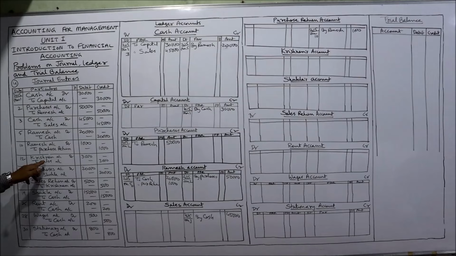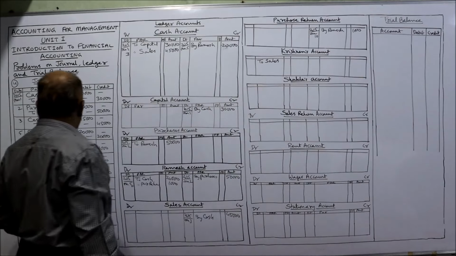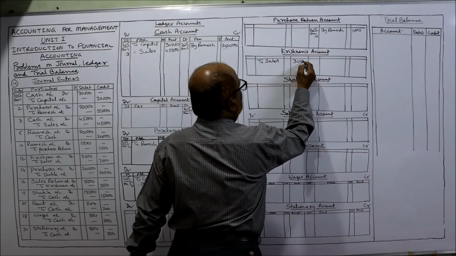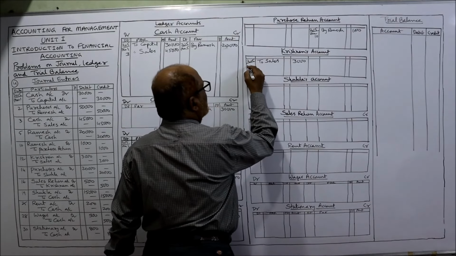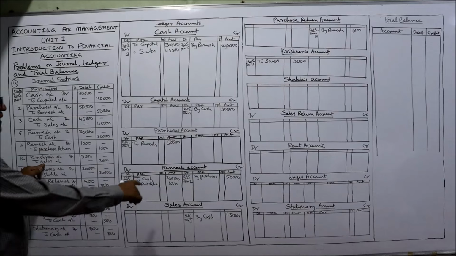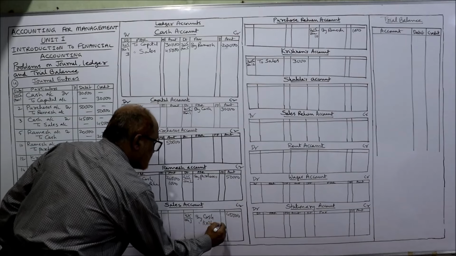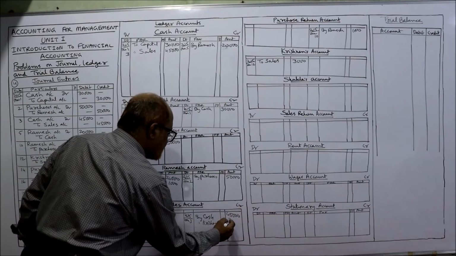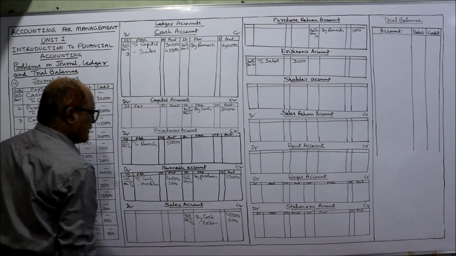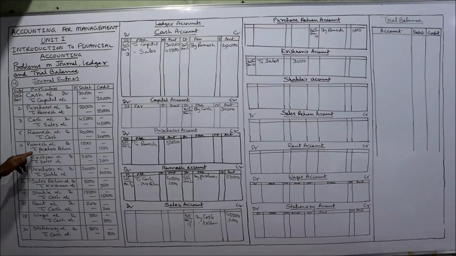Now March 12th. Krishnan account debtor to sales. So Krishnan account debit side to sales, 3000. Date is 12th, 2015 March 12th. So Krishnan account is debited. Sales account should be credited. Where is the sales account? Here. By Krishnan, 3000. Date is 12th. I'll write down here. 12th date.